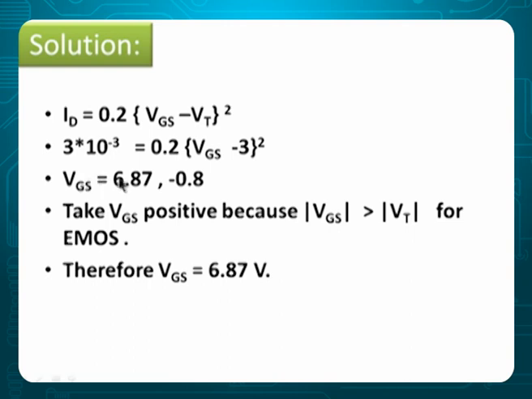And VGS is equal to 0.687 minus pi. Which one should we take? We should take positive. If both are positive, we should take whichever is greater than VT. Therefore, the positive value is taken, VGS is 6.87 volts.